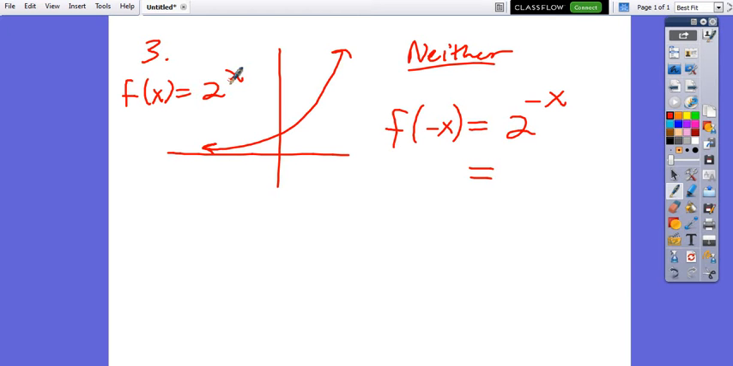Because when I have a negative exponent, it tells me to take the reciprocal and to change the sign of the exponent. So 1 over 2 to the x is what we end up with, which is not the same and it's not opposite. It is neither. Okay, that's number 3. Let's look at number 4.